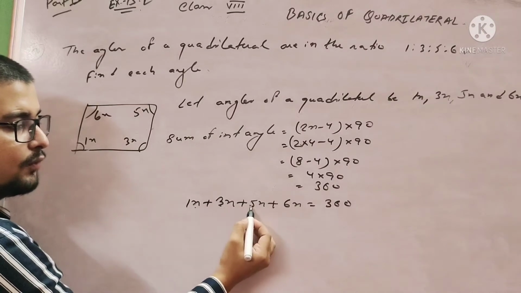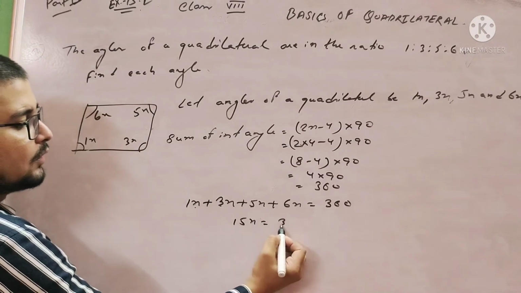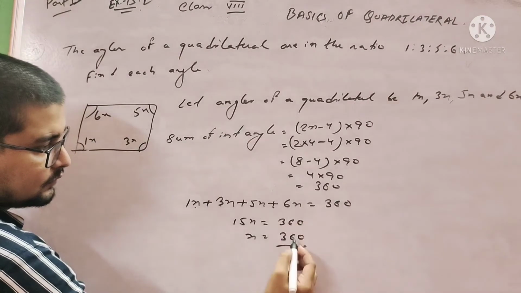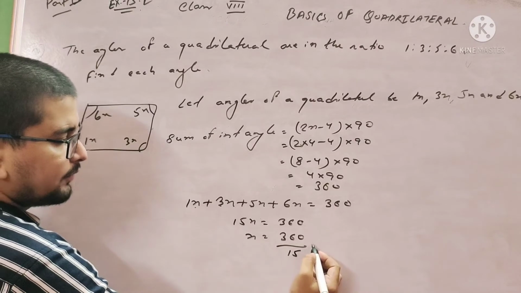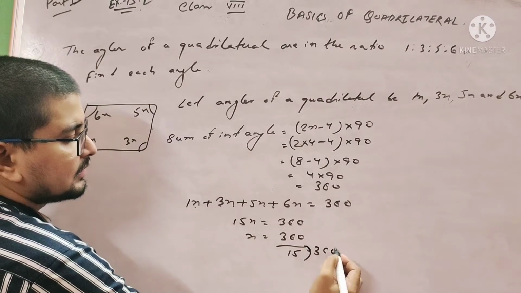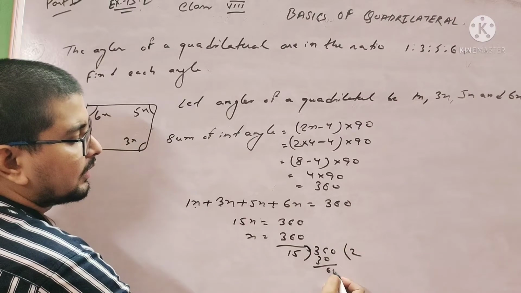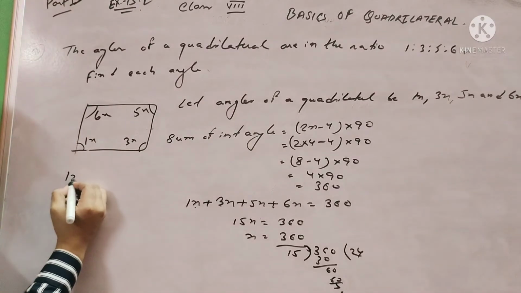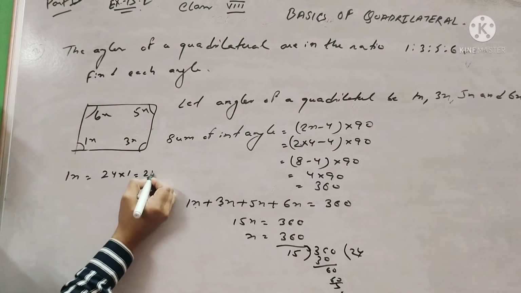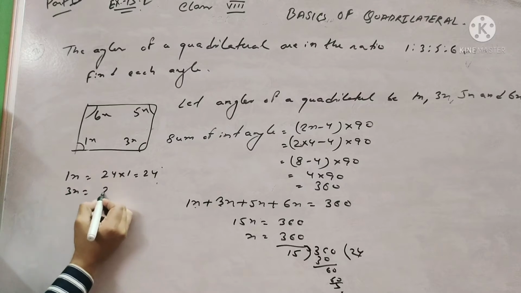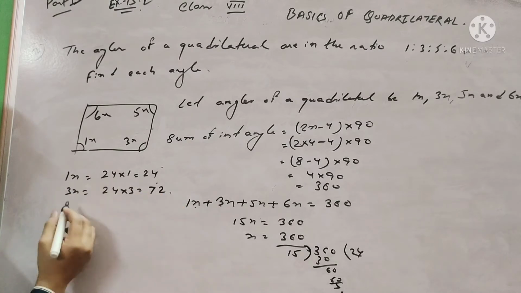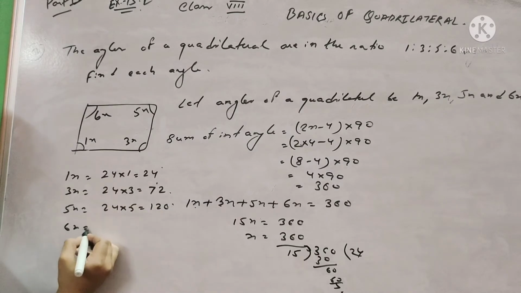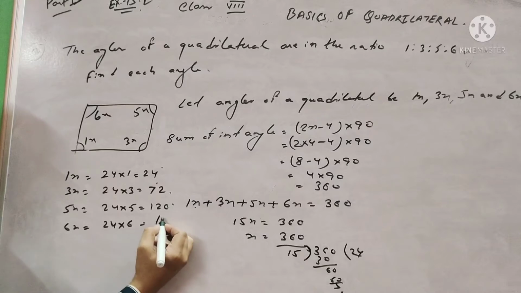So 1 plus 3 is 4, plus 5 is 9, plus 6 is 15x equals 360. So x equals 360 by 15, that is 24. Value of x is 24. So 1x means 24 into 1 is 24 degrees. 3x, 24 into 3, that is 72. 5x, 24 into 5, that is 120. 6x, 24 into 6, that is 144.